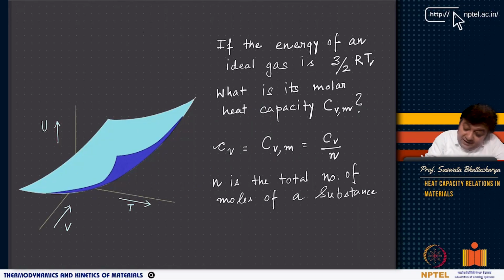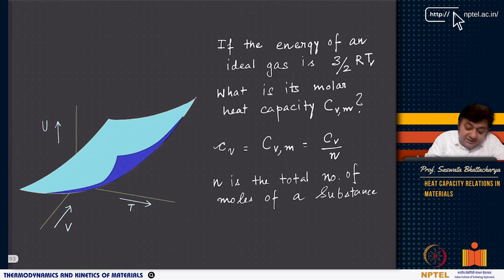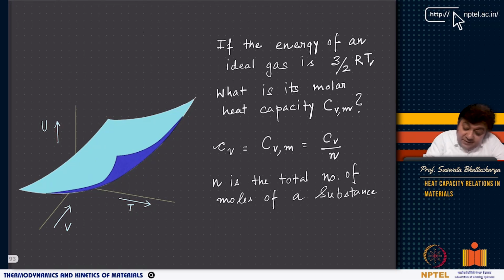So, if you look at the energy of an ideal gas, which is 3 by 2 RT, this is one thing that I have to tell. What's the unit of 3 by 2 RT? R generally is given as joules per mole Kelvin. So when I am talking about energy of an ideal gas, we are already talking of energy per mole, if I just write 3 by 2 RT.